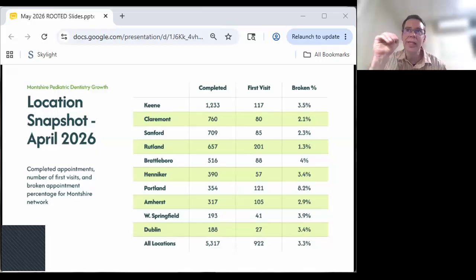And that's because that has unique dynamics where I'm dealing with a very large Somali population with 30 different languages. 6 months ago, we were at 30%. We got it down to 8%. But as an aggregate, I'm at 3.3% broken appointment over 35,000 patients.